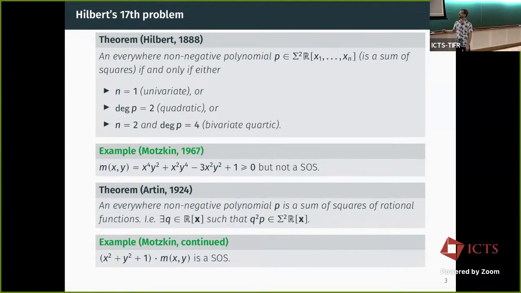If we take this Motzkin polynomial and multiply it by x squared plus y squared plus 1, it becomes a sum of squares. Nice. Maybe even surprising. And for me, it's still surprising.